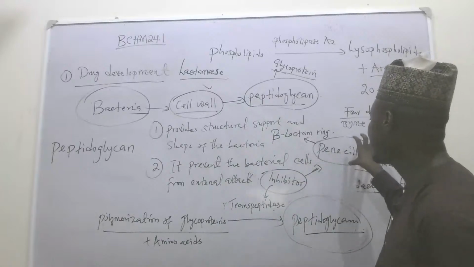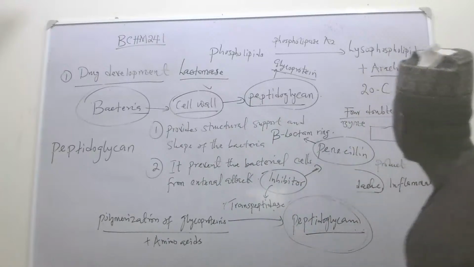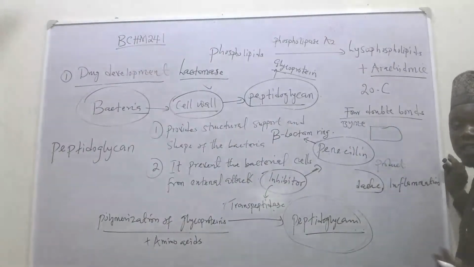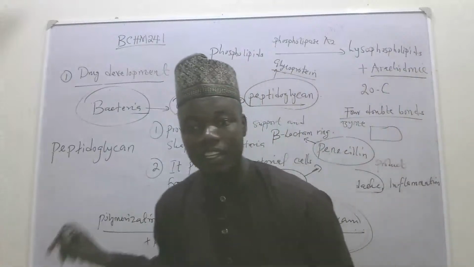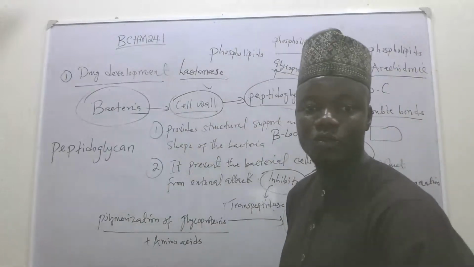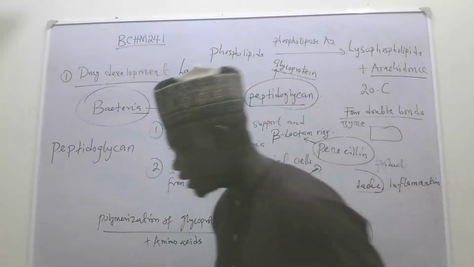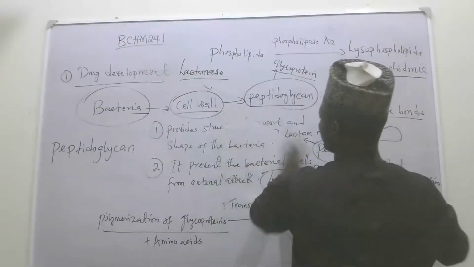The first scientist that discovered penicillin, accidentally, is Alexander Fleming. Alexander Fleming. When did he produce this? Okay, someone is saying that we can't see the writing clearly, so I will increase the handwriting. Okay.